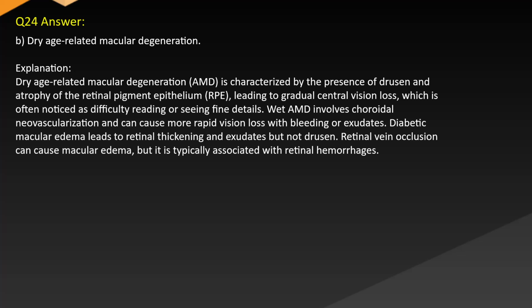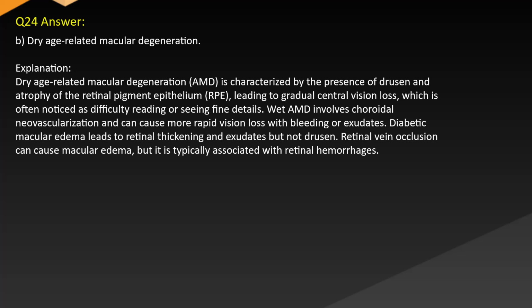Answer: B. Dry age-related macular degeneration. Explanation: dry age-related macular degeneration (AMD) is characterized by the presence of drusen and atrophy of the retinal pigment epithelium (RPE), leading to gradual central vision loss, which is often noticed as difficulty reading or seeing fine details.